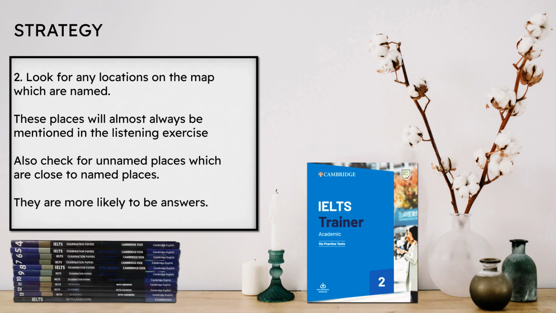2. Look for any locations or items on the map which are named. These places will almost always be mentioned because the speaker will refer to them in order to help you understand the correct way to go to locate the places you need to find for the answers. Look for any places which don't have a name, which are quite close to a place which does have a name. When you see these, you can guess they are more likely to be answers.